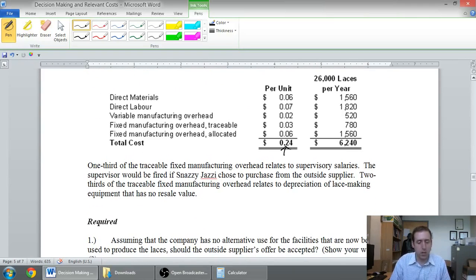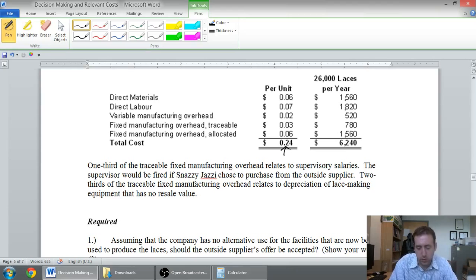Anyway, the costs include material, labor, variable overhead, fixed overhead traceable, and fixed overhead allocated. It says 1/3 of the traceable fixed overhead. Well, what do we think we mean by traceable? Traceable means that relates directly to making shoelaces. So there's 3 cents or $780 of overhead that relates directly to making shoelaces. The other six or 1560 is just company overhead, and this is the shoelace division's share of that overhead.